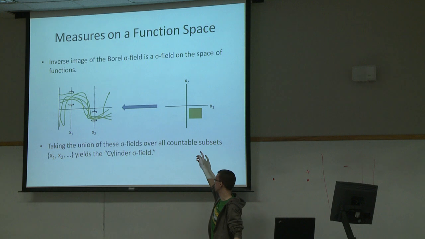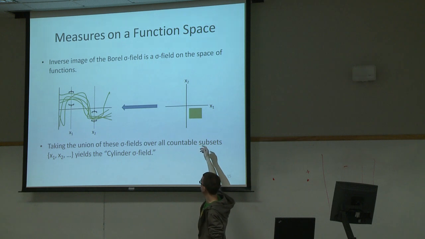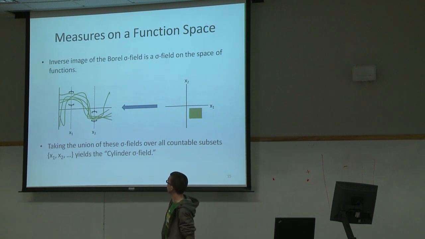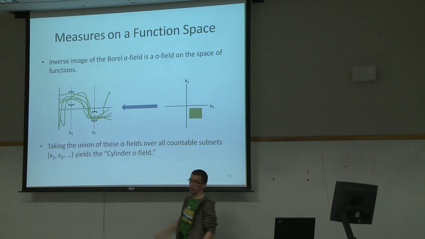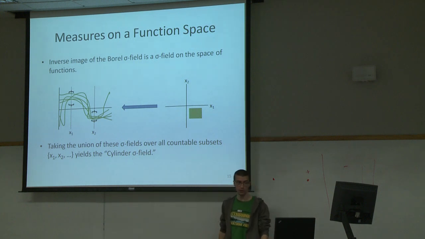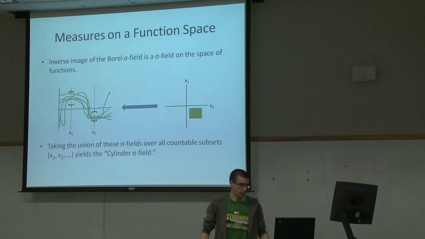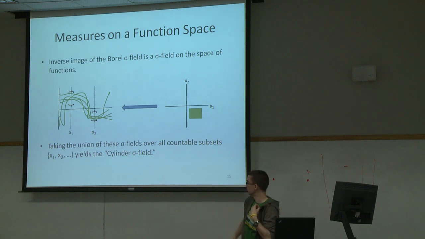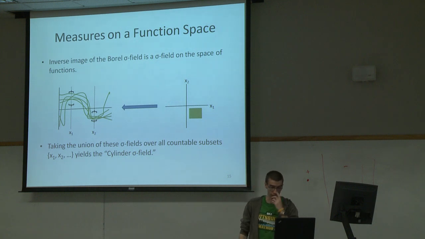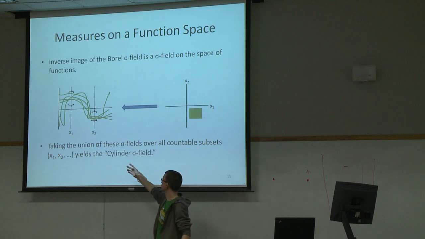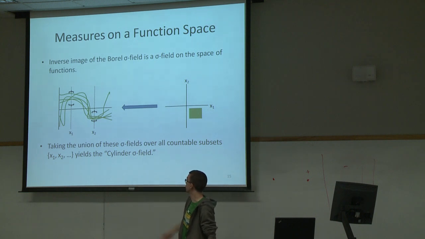Well, we can pull those sets backwards through the mapping. So here I have a set on the two-dimensional Euclidean space. If we pull it back through the mapping, we just get a set of functions that take on values in that set under that projection operation. So really, it's just the functions that are constrained in some intervals at those two points. I drew only a few functions on the left-hand side, but in principle it should be a really thick band of every possible function that goes through those two little brackets. So this defines a sigma field on the space of functions for any finite choice of the x's.